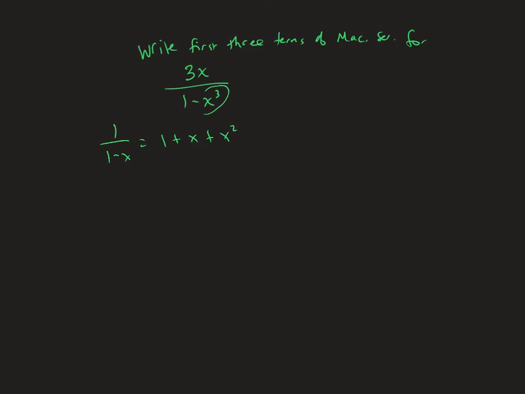So first, I have an x cubed where the x should be. So that means basically I'm going to plug in x cubed for all those x's. I'm going to simplify it. And then I'm going to multiply everything by 3x.